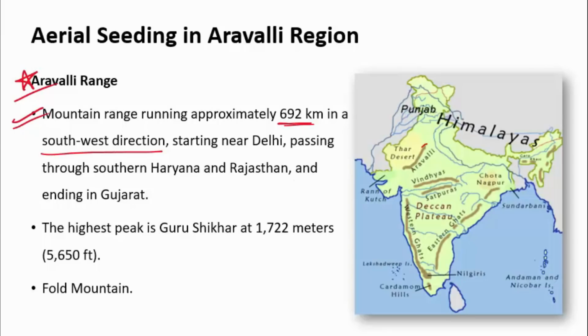Okay, in the image you can see right here, this is the Aravalli range. It is starting near Delhi and it is passing through southern Haryana and Rajasthan, and it is ending in Gujarat district. So the highest peak of the Aravalli range is Guru Shikhar. Please, you need to remember this particular thing, right? And it is 1722 meters high.